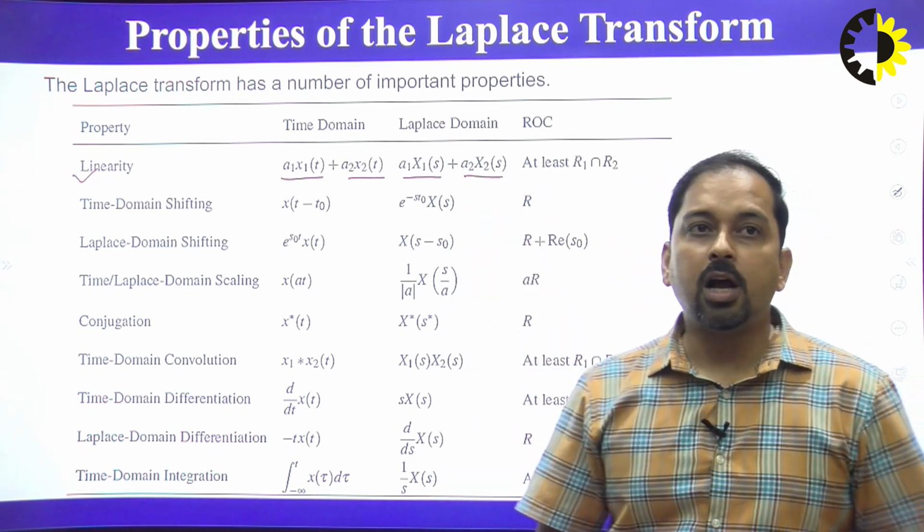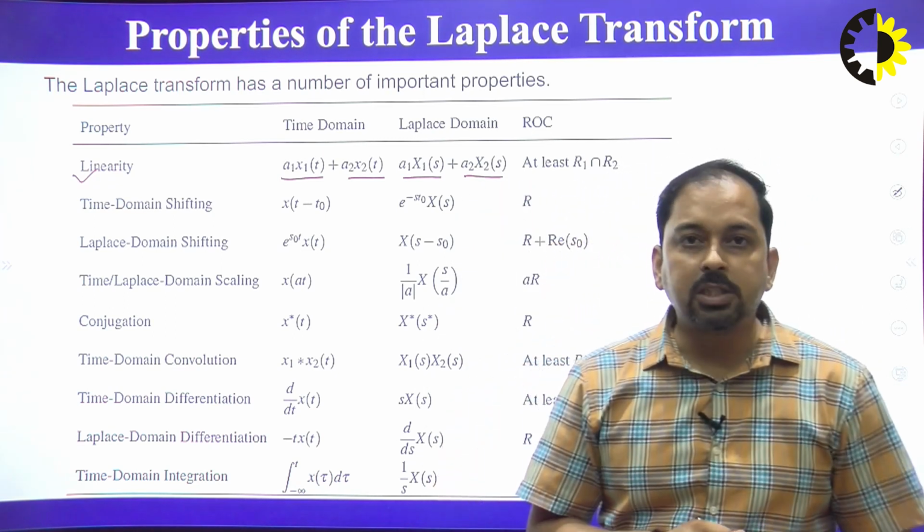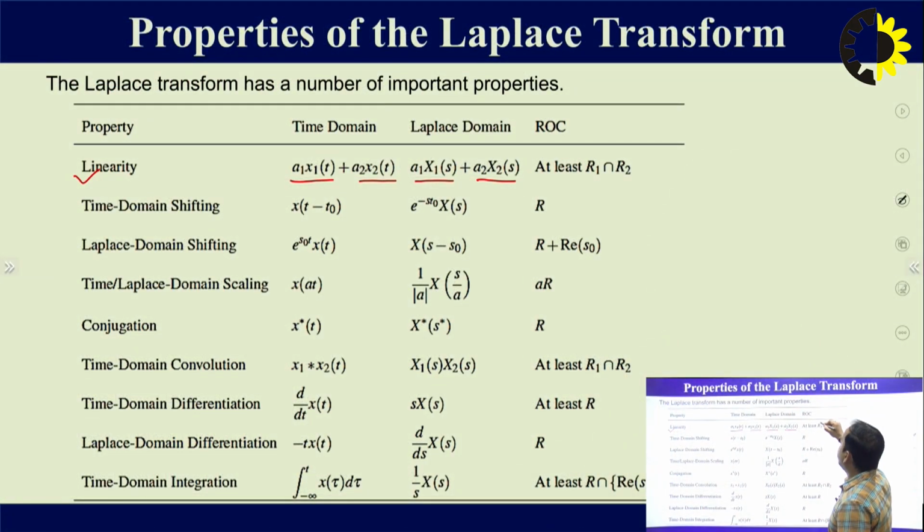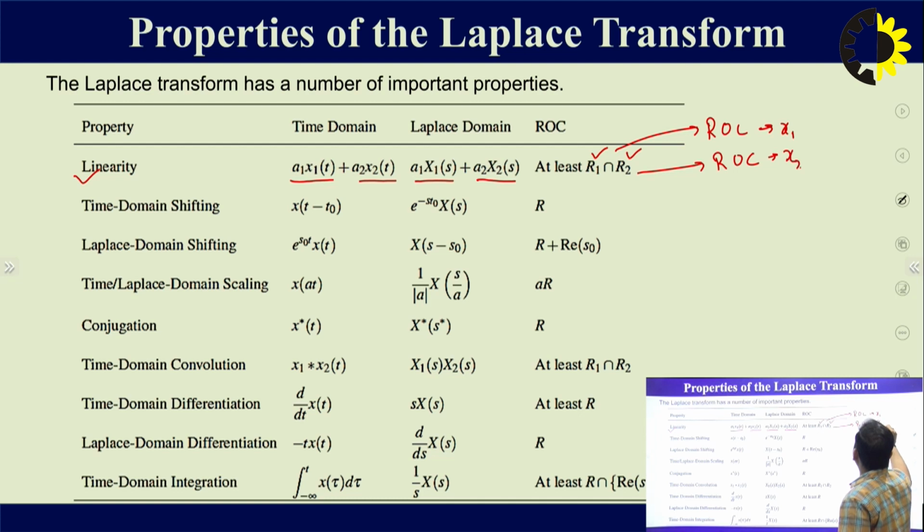Accordingly, the region of convergence is basically the intersection of R1 and R2, where R1 is the ROC corresponding to x1, whereas R2 is the ROC corresponding to x2. So we can see that there is the intersection of both the ROCs, R1 and R2.